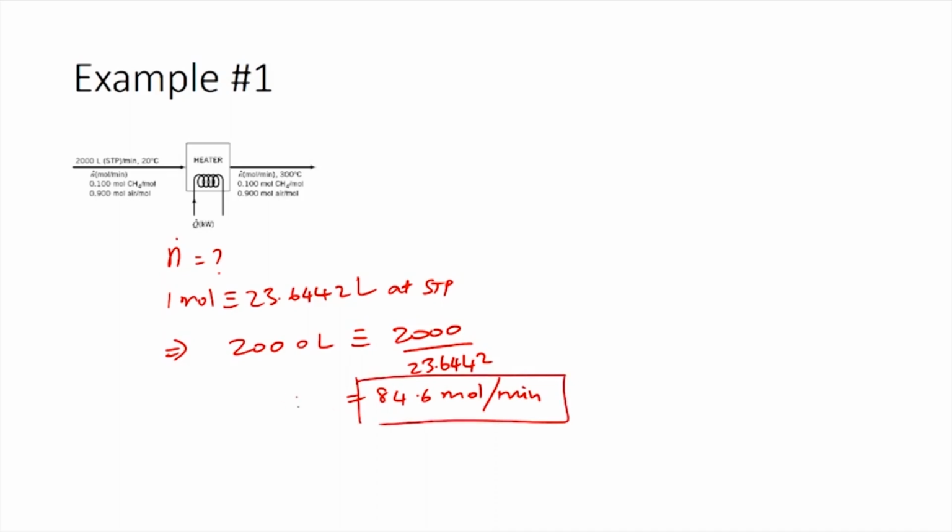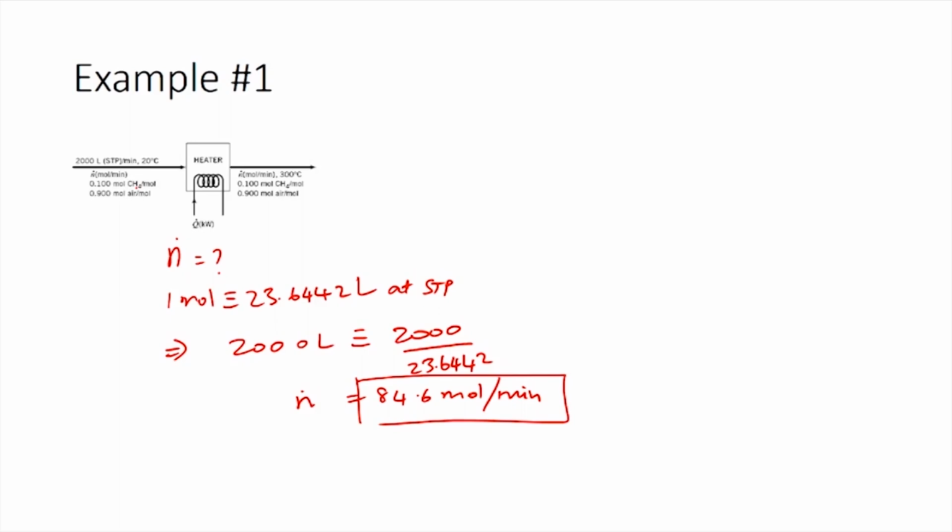So, this is your N dot. Now that we have the number of moles coming in and leaving the system, we can perform all the other energy balance calculations. Here there are no material balance calculations required, so the first step of performing material balances is not required.